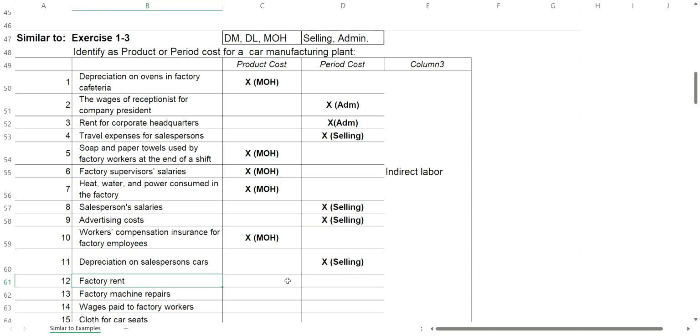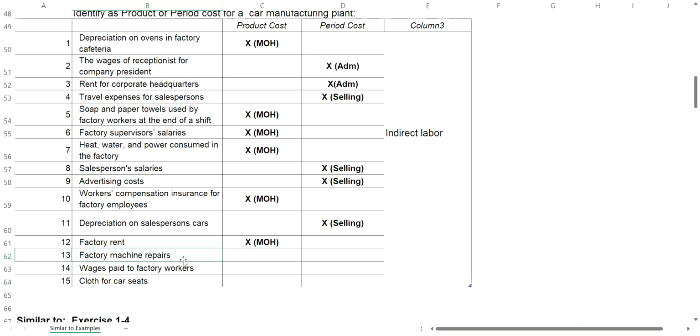Number 12, factory rent. That is going to be a manufacturing overhead expense. Next, factory machine repairs. That would also be part of manufacturing overhead. Wages paid to factory workers. That would be considered our direct labor because the factory workers are the ones that are directly making our product. So direct labor is a product cost. So I will put an X in the product cost column, but I will note direct labor.